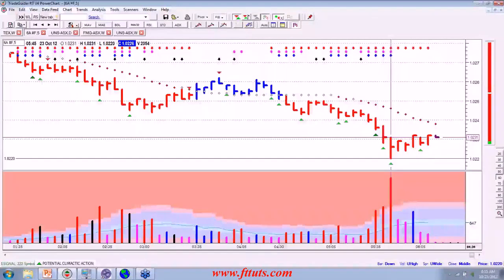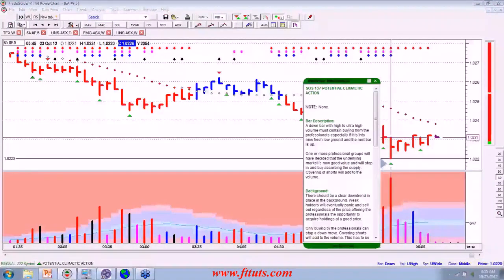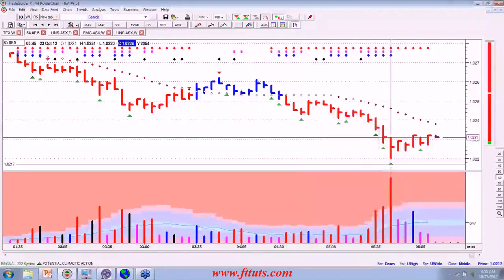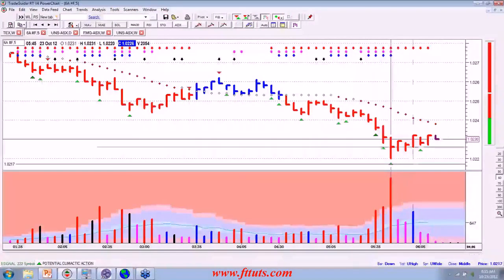Is there a setup on this chart right now? Well, I'm looking at the 5-minute Aussie dollar, and there was definitely some stopping volume right there on the low. Can you see that, Gav? Climactic action, number 136. Yeah, there's definitely some stopping volume there, and that's why it's gone up a few bars.